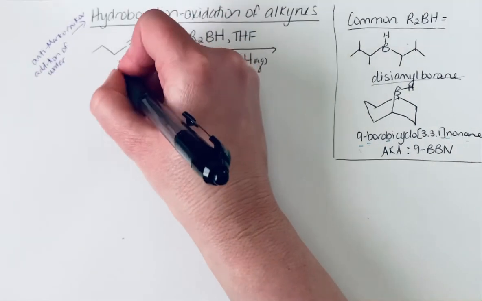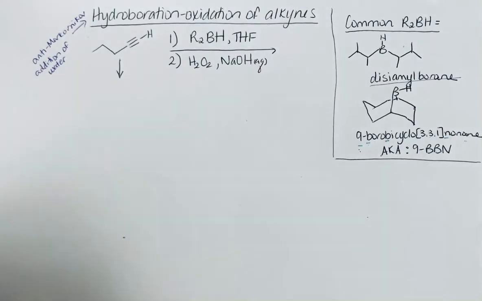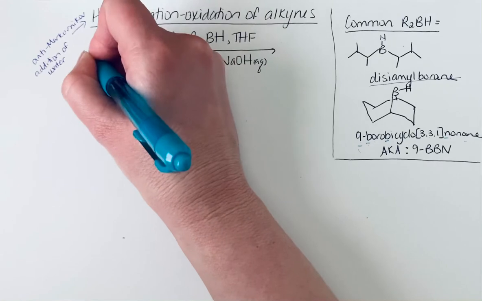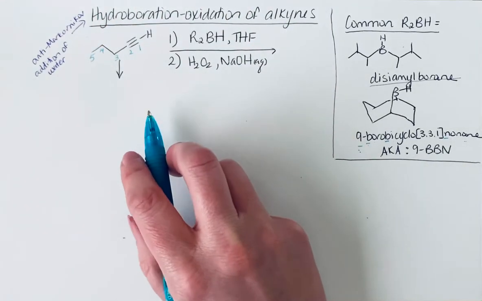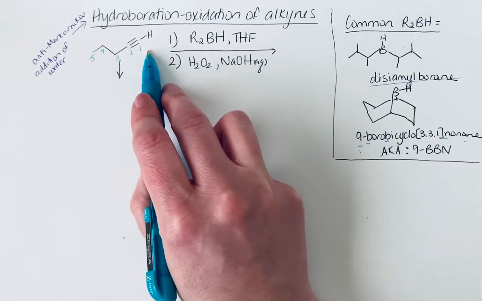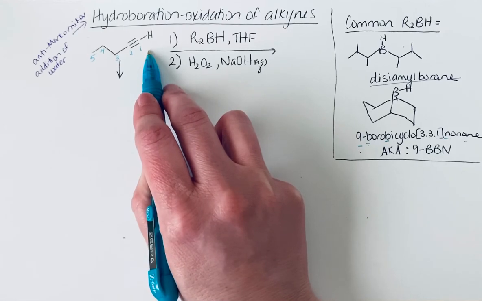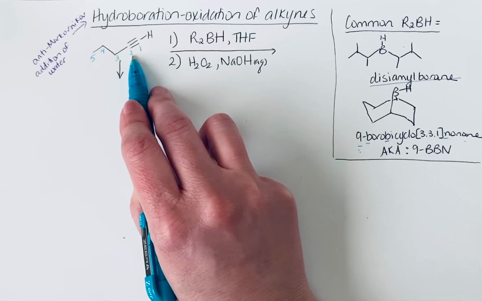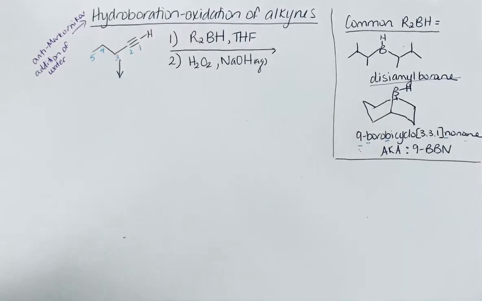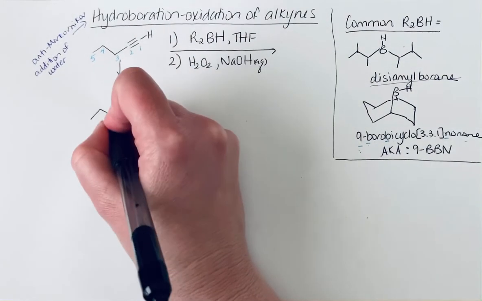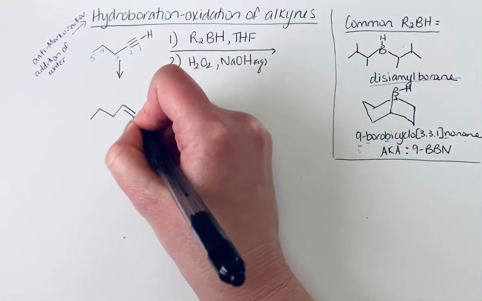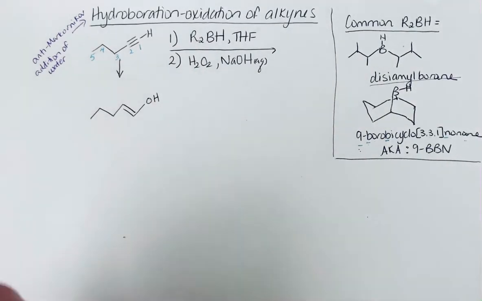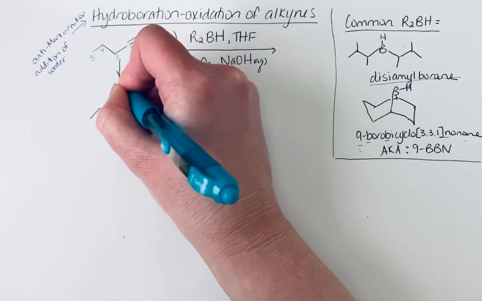So let's draw the product of the anti-Markovnikov addition of water. So numbering the carbon chain, anti-Markovnikov addition would mean that instead of the hydrogen going to the least substituted carbon atom, it would go to the more substituted carbon atom 2, putting the alcohol on carbon 1. So there is the alcohol on carbon 1. And we can also show the hydrogen on carbon 2.